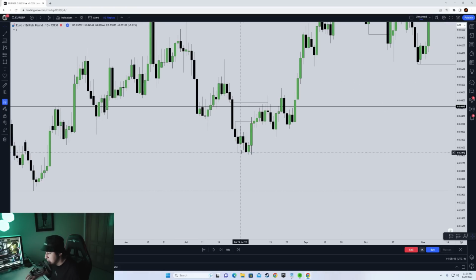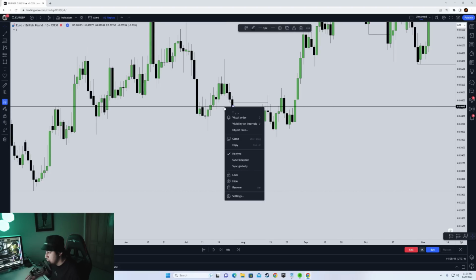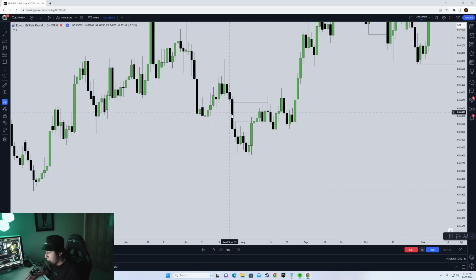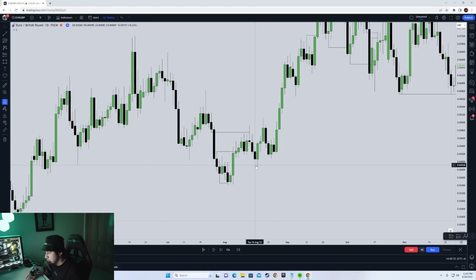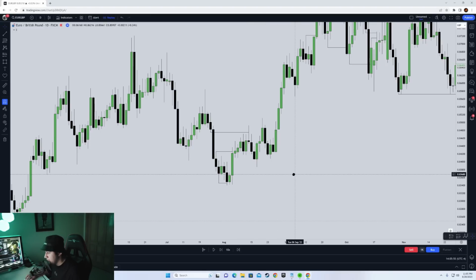Over here, we have this low. Price takes out this low. What do we have? We have this huge fair value gap, right? Price fills in this fair value gap. Then we have a reaction to the downside.